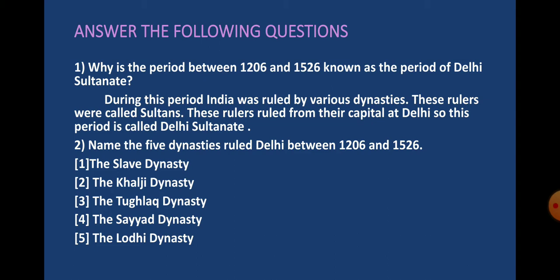Question number 2. Name the 5 dynasties that ruled Delhi between 1206 and 1526. The 5 dynasties are the Slave dynasty, the Khalji dynasty, the Tughlaq dynasty, the Sayyid dynasty and the Lodi dynasty. When such questions are asked, it is not necessary to write the year, so you can write the names.